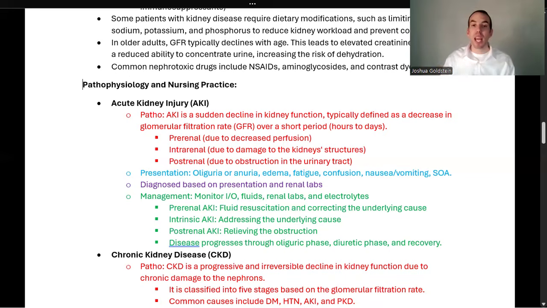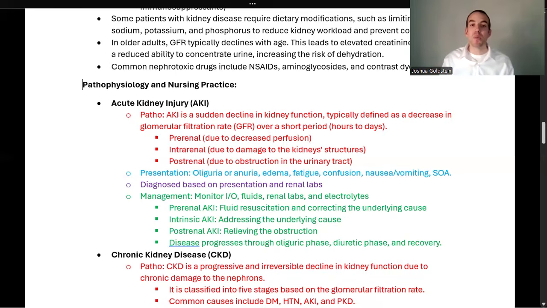Again, a patient can have a normal drop in their GFR as they age. That's normal. It doesn't mean they have CKD. But again, for CKD, 90 to 120 is normal. 60 to 90 is where we start to get into problems. 30 to 60 is really bad problems.